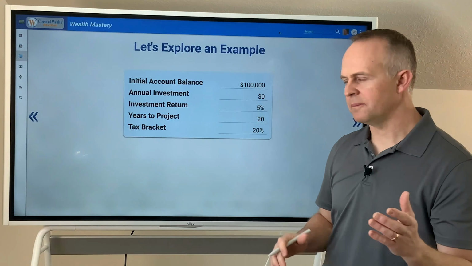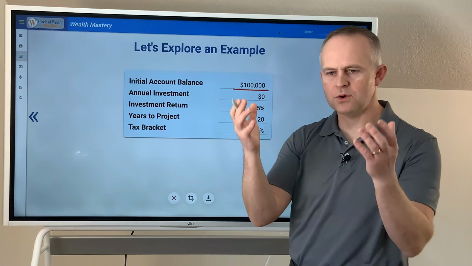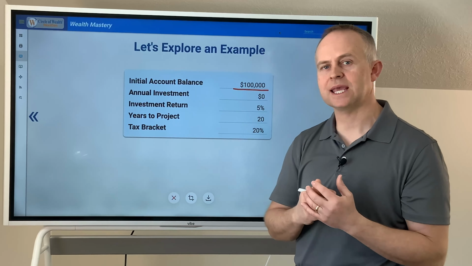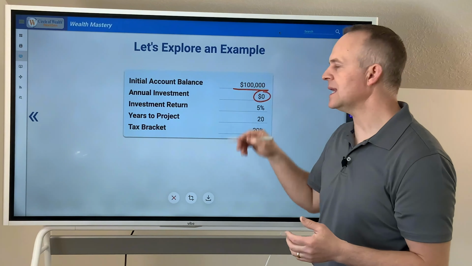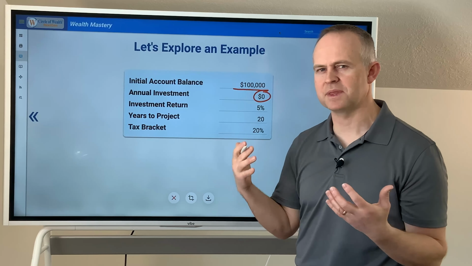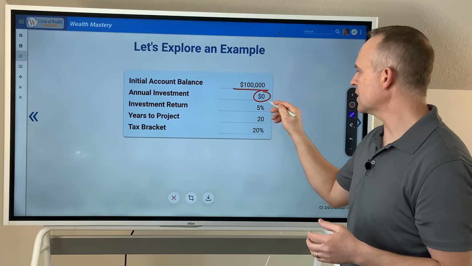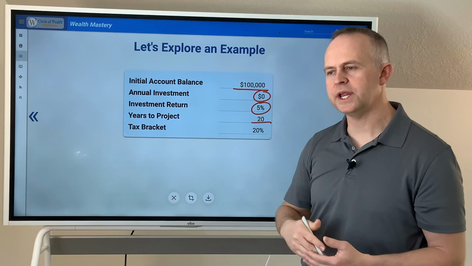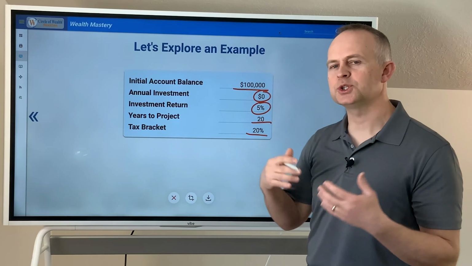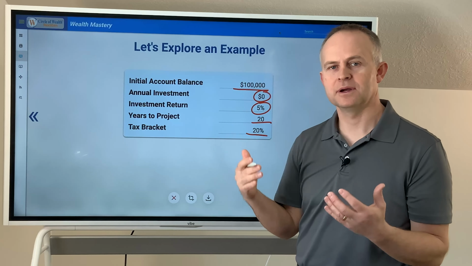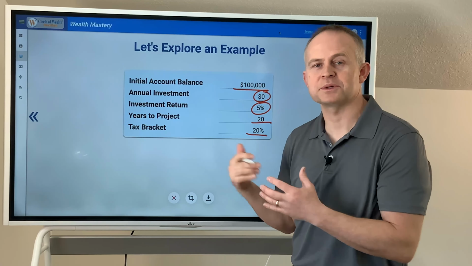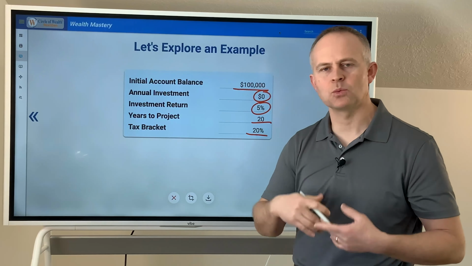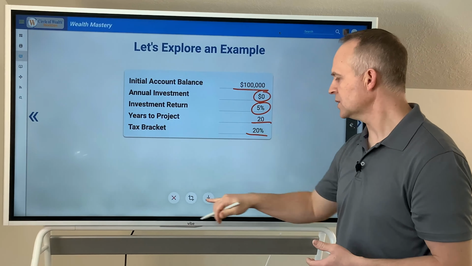To keep this simple, we're going to look at $100,000. So if you have $100,000 that is growing interest in a taxable account, and even if you're not making any annual contributions, just to keep the math simple in this example, and if you're earning a 5% return on your money, and we're going to look over a 20-year time frame, and we're going to look at a 20% effective tax rate. So we're getting charged 20% in taxes on that money, whether it's income tax, capital gains tax, whatever the case may be, we're just saying 20%.